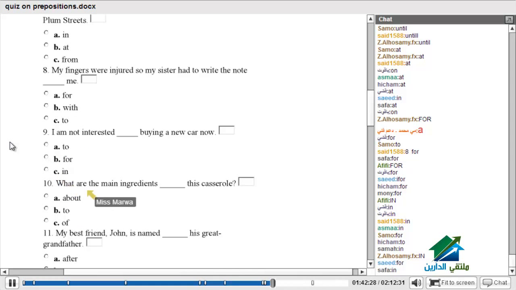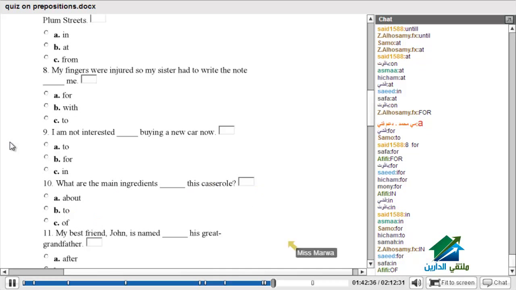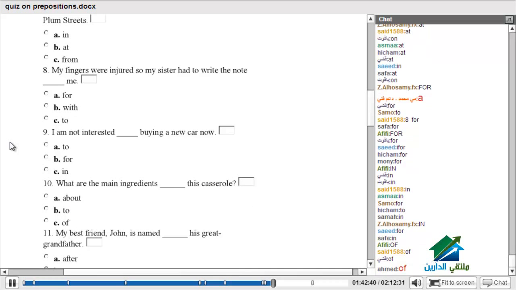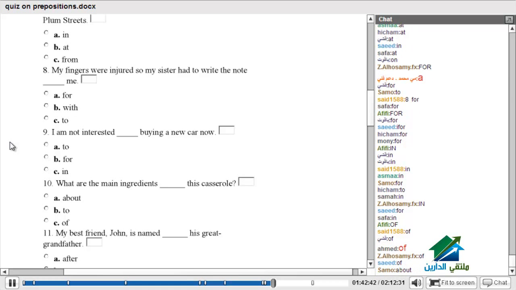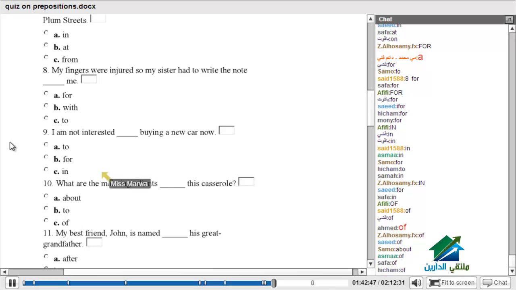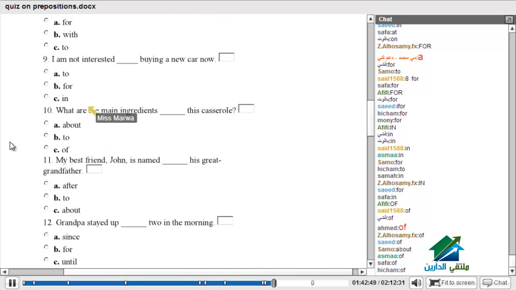What are the main ingredients of this casserole? About, to, of? Of. Excellent. Great efforts, guys. Great efforts.